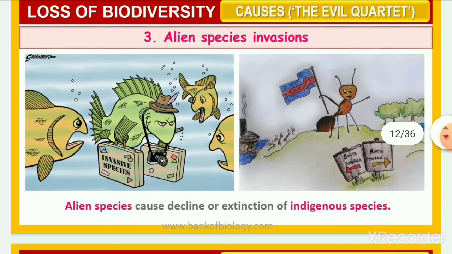Now the next cause is alien species invasion. Sometimes what happens, we introduce certain organisms unintentionally or intentionally, because of one reason or the other. Like if we like that particular organism, we want it to be in a new habitat, we introduce it in that habitat. So that new organism which doesn't belong to that ecosystem is known as alien species.